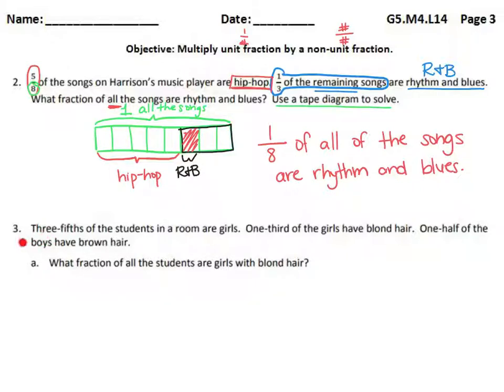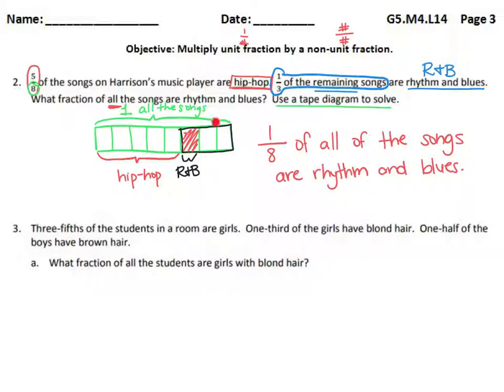Moving on to question number 3. 3/5 of the students in the room are girls. 1/3 of the girls have blonde hair. 1/2 of the boys have brown hair. What fraction of all the students are girls with blonde hair?